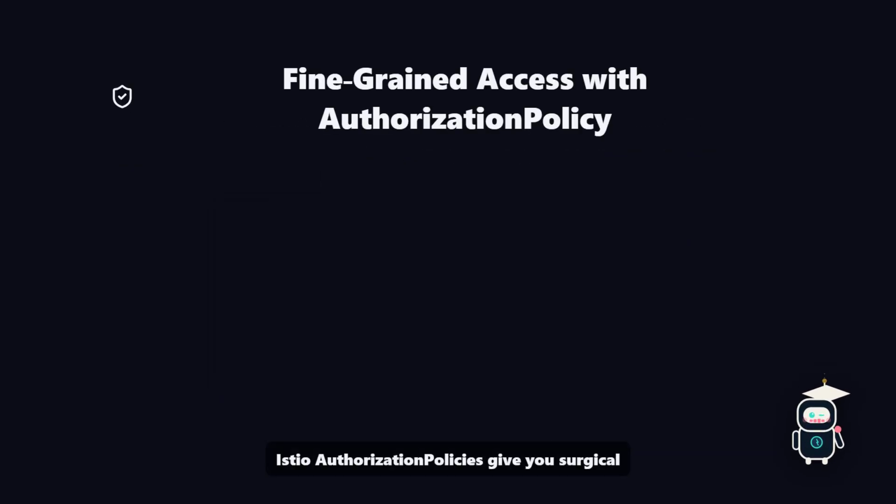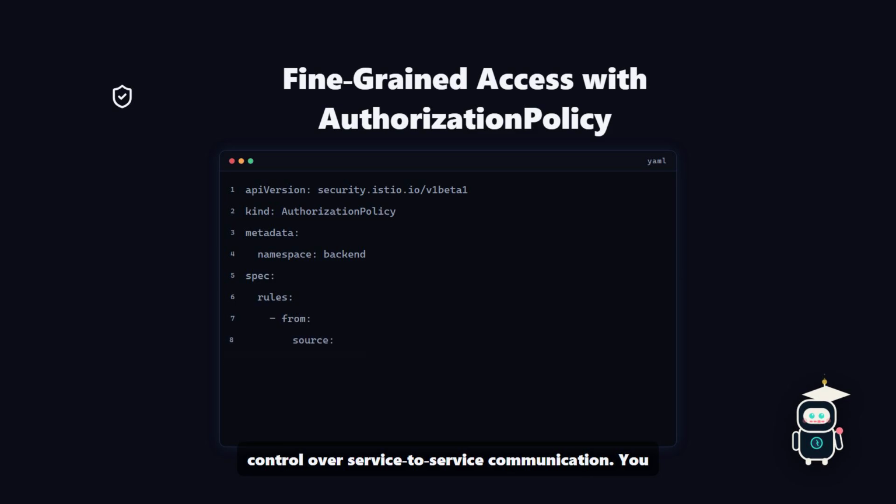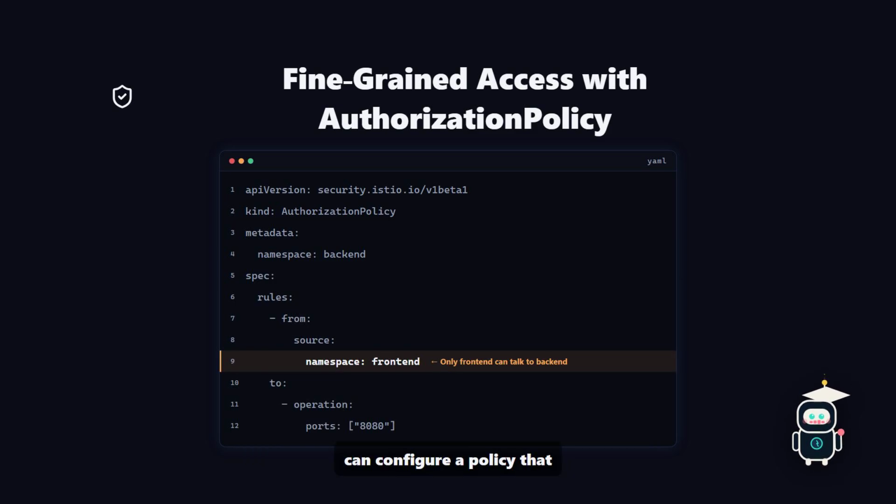Istio authorization policies give you surgical control over service-to-service communication. You can configure a policy that permits traffic only from the front-end namespace to the back-end service on port 8080, and the mesh denies everything else by default. In a real breach, a compromised pod from any other namespace that tries to reach that backend hits an invisible wall. No matching rule, no traffic. This kind of zero-trust segmentation requires zero app code changes.